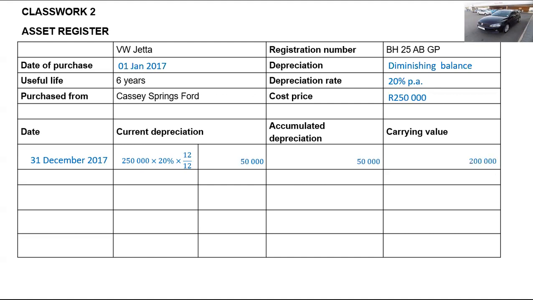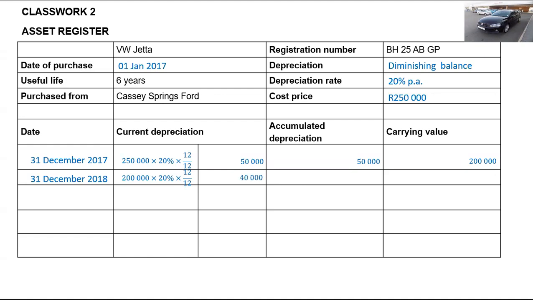When I calculate depreciation for 2018, please know that I can't use the cost price. Under diminishing balance method, you use last year's carrying value. And I'm explaining this using these tables right now, but when we get to asset disposals, people are asking me questions. Yeah, but why are we not using 250? Why are we using 200? Please note, we use last year's carrying value and we multiply it by your depreciation rate. That's why I took 200,000 times my depreciation rate, and that will give me 40,000 rand.